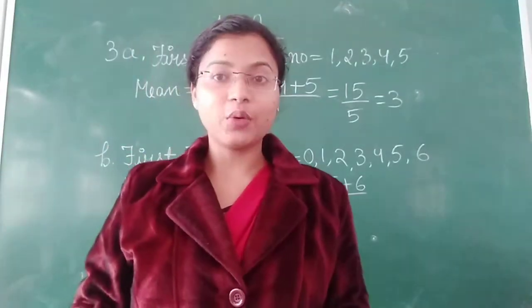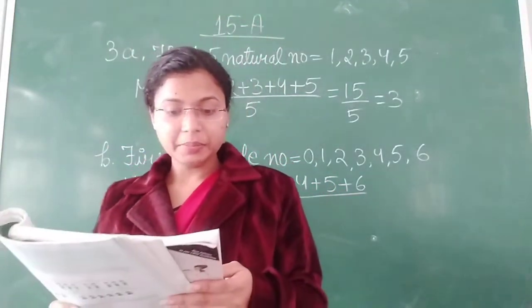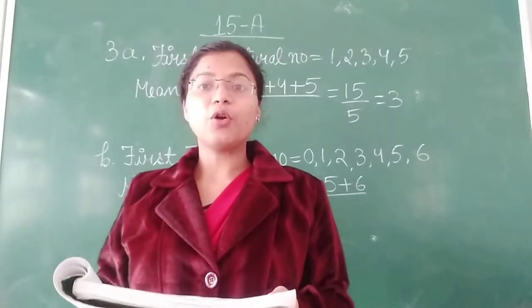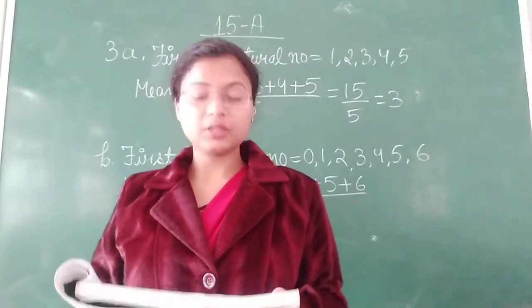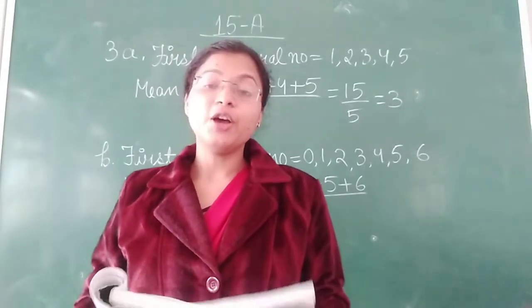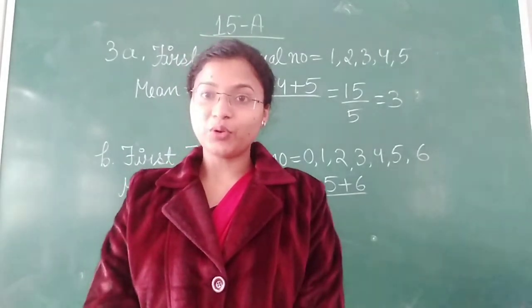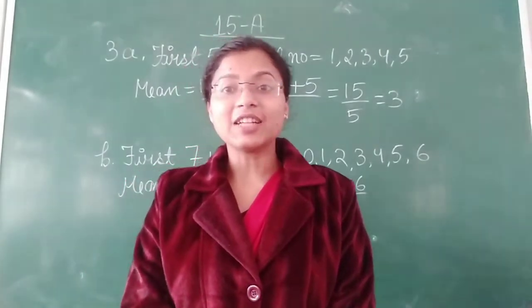Now our next question, question number 3, is: find the mean of each of the following sets of numbers. A1 is the first 5 natural numbers. For this question, first you have to understand what the natural numbers are.